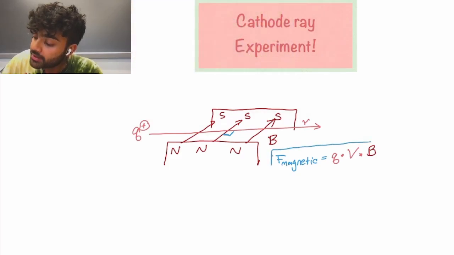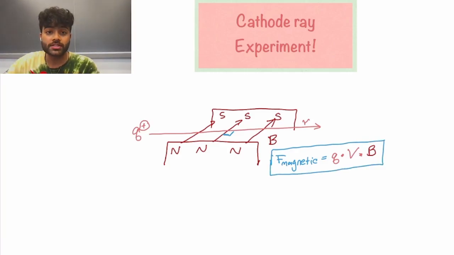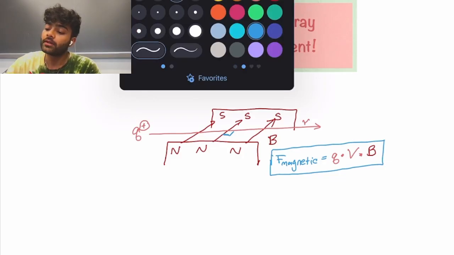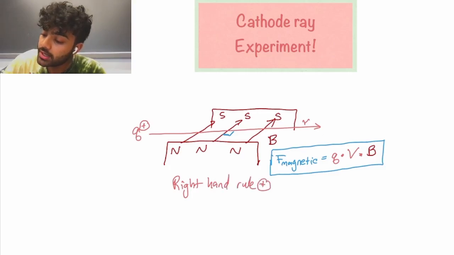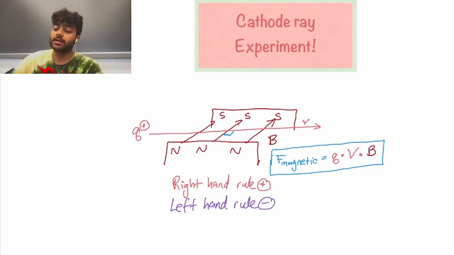So we have the magnitude of our magnetic force, but we also know that forces have direction and magnitude. So how do we find its direction? Well, for a positive charge, we are going to use the right-hand rule. That's true for positive charges, and for a negative charge, we're going to use the left-hand rule. Apart from the hand that we use, they work exactly the same.